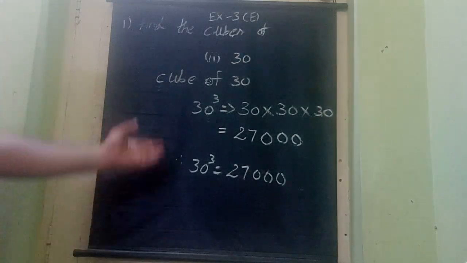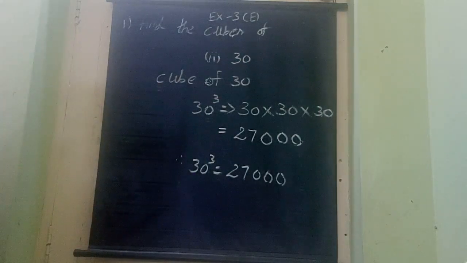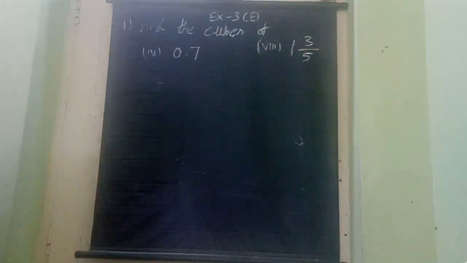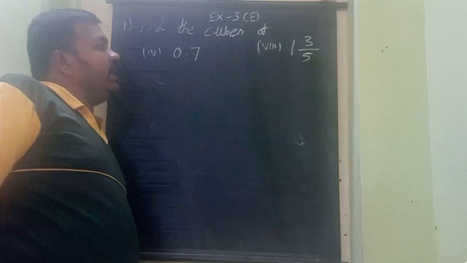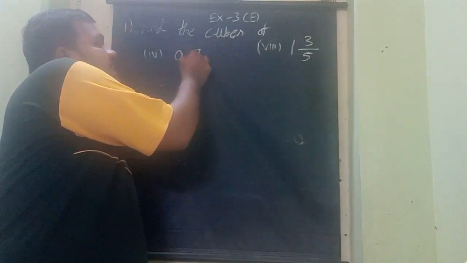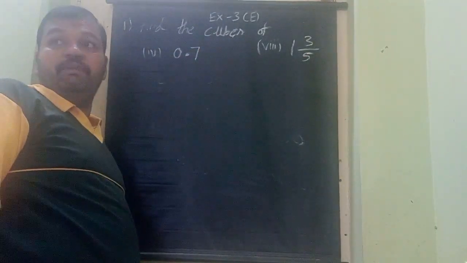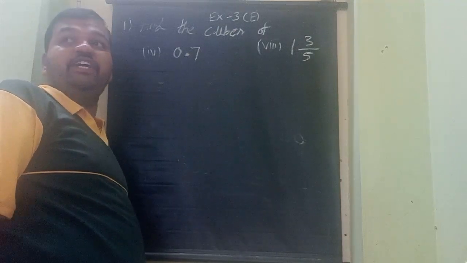Cube of 30 is completed here. See that one and write it in your CW. Next sum. Previously we did the cube of 30, which is a natural number. But the number given here is 0.7, which is a decimal number. For this decimal number, we have to find the cube.